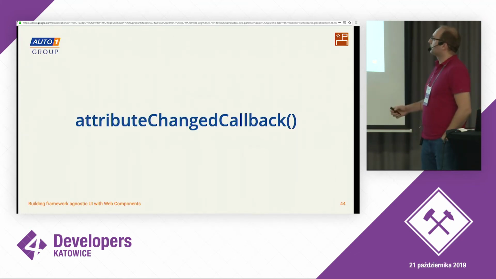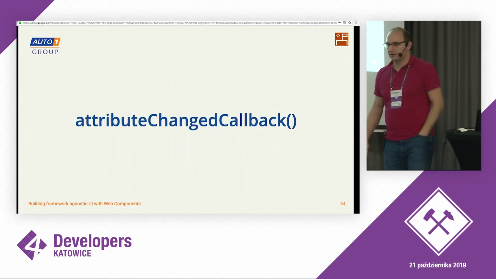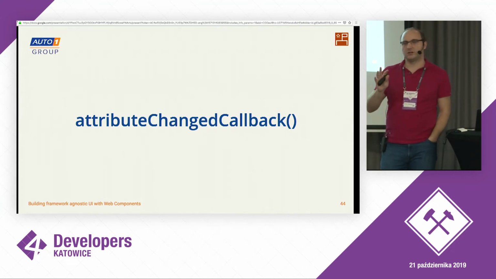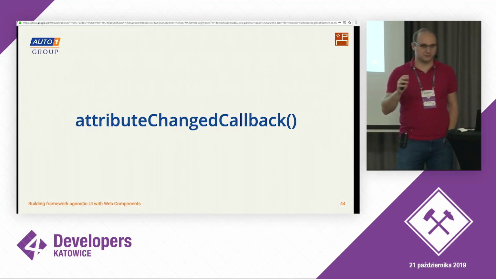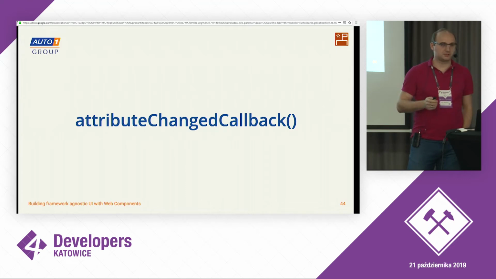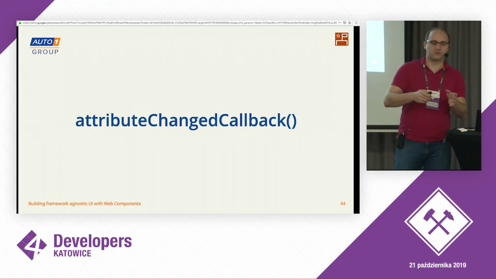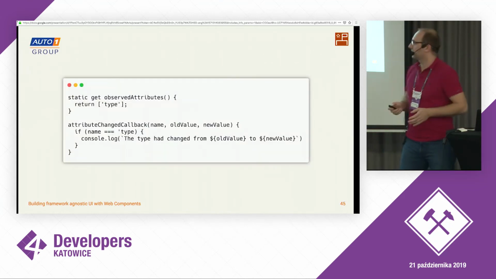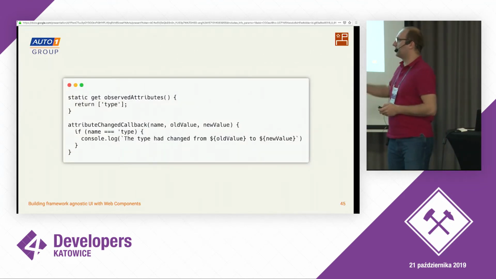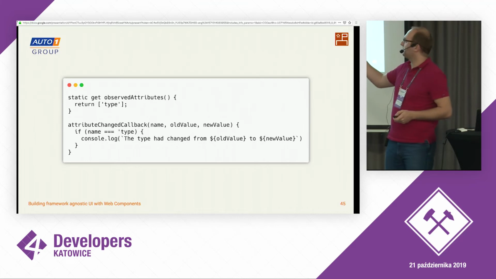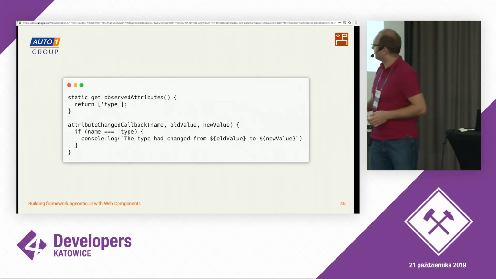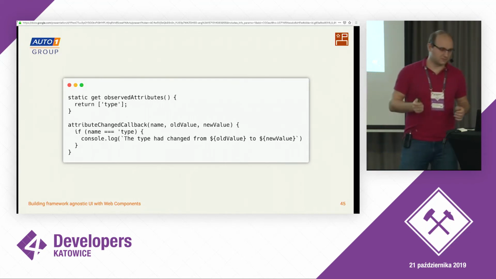There's another one, attribute changed callback. This is something similar to component did update in React, because it detects the changes. In React we have props, here we have attributes. So here we can detect if the attribute with the name of type has changed, and I'm console logging this. I see there is a typo, so sorry for that.